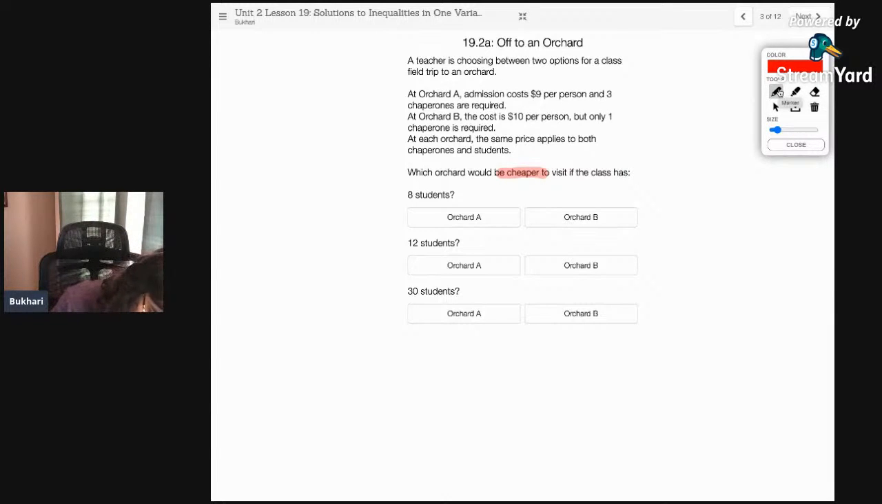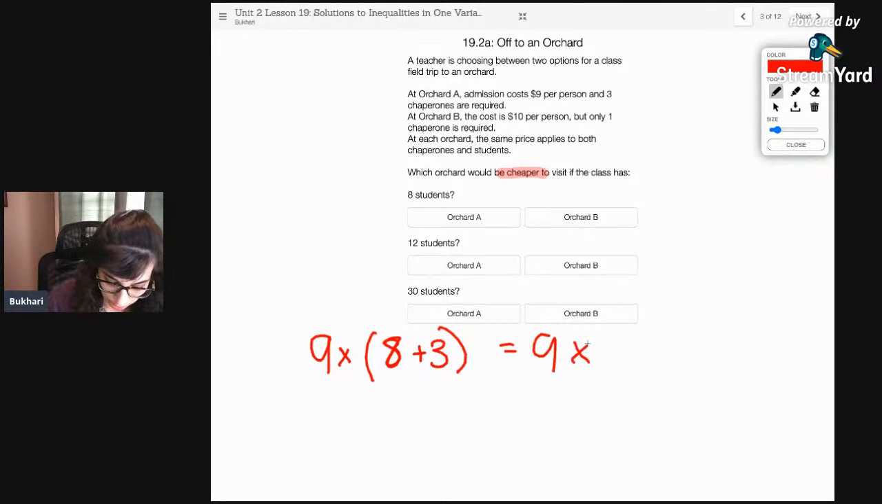Let's see if we have 8 students. I know that the admission cost is $9 per person and 3 chaperones are required. So I have 8 plus those 3 chaperones, which gives me 9 times 11, which gives me $99 total.